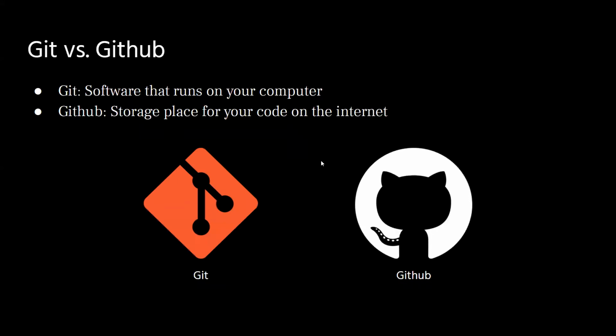So now there are two main things that you need to know the difference between. The first one is Git. So Git is a piece of software that runs on your computer. So it's something on your computer that you'll be able to use to access GitHub, which is a storage place for all your code on the internet. So for example, if you make changes on your computer and you want to push it onto the internet, then you're going to use both Git and GitHub. GitHub will be on the internet and Git will stay on your computer.